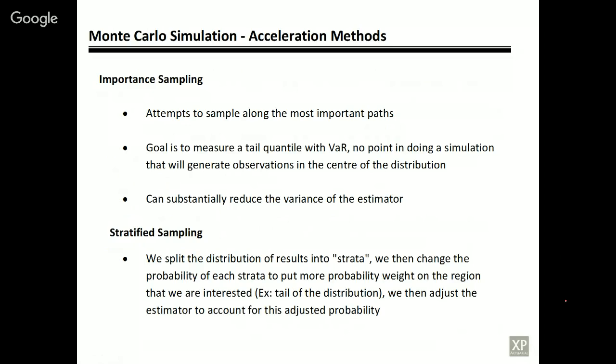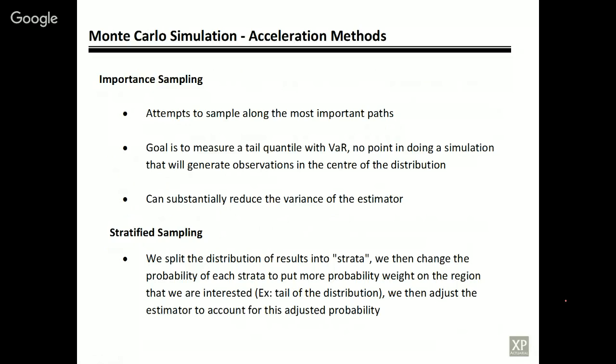Next, we have importance sampling. This attempts to sample along the most important paths. So the goal is to measure a tail quantile with VAR. So there's no point in doing a simulation that will generate observations in the center of the distribution. We can substantially reduce the variance of the estimator if we focus on the tail.